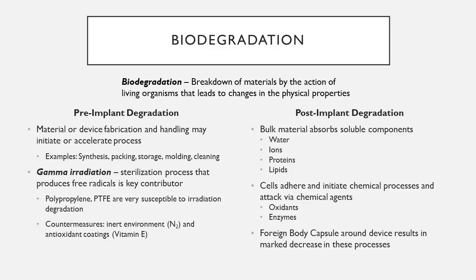Okay, and then once proteins and lipids attach, cells start to recognize those proteins and start initiating chemical processes that attack the material through chemical agents. Okay, oxidants, enzymes. These are things that neutrophils and macrophages have, and that even components of the adaptive immune response, the T cells, have. And one thing that actually works to the advantage of materials is that foreign body capsule that comes at the resolution of the acute inflammatory phase and encapsulates a material.